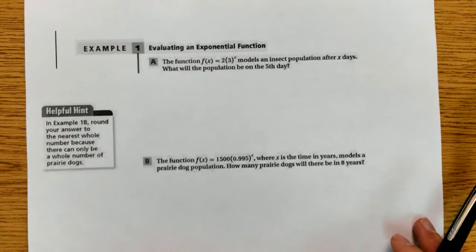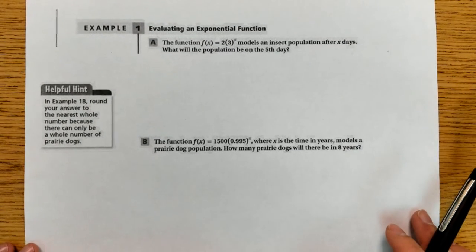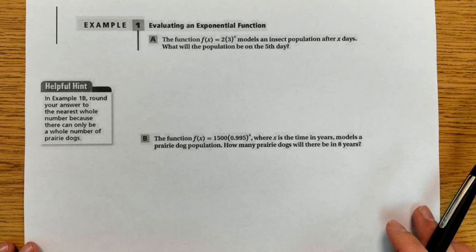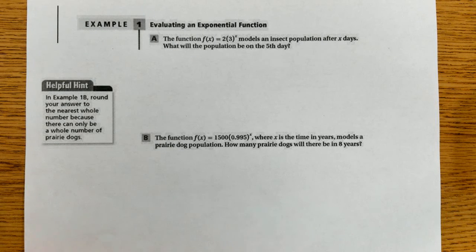So we're going to start by evaluating exponential functions. It's going to be really important to have a calculator handy for some of these, because you're going to get lots of decimals that you really can't solve by hand very quickly. For A, it says the function f of x equals 2 times the quantity 3 to the x power models an insect population after x days. What will the population be on the 5th day?